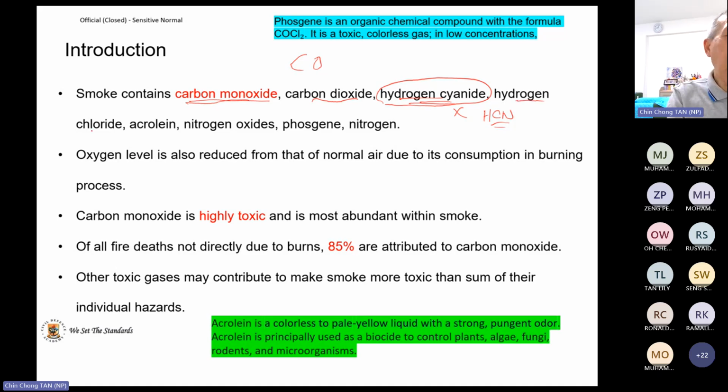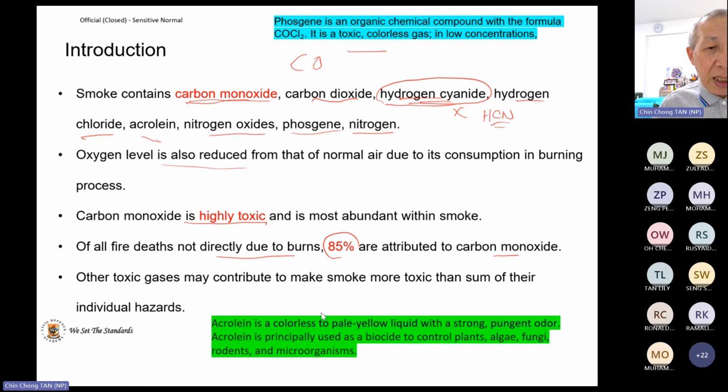Then we have hydrogen chloride, which comes from PVC. It's acidic, and it will corrode. Acrolein is something like what you get when you smoke cigarettes. Nitrogen oxides, and nitrogen. Now, oxygen will be reduced in the normal course of a fire. Then the occupants will have problems breathing as well. Carbon monoxide is highly toxic, in abundant quantities. Of all fire deaths not directly due to burns, 85% are due to carbon monoxide.